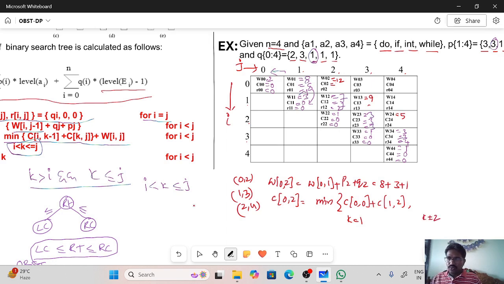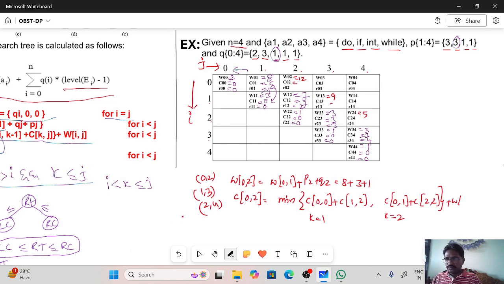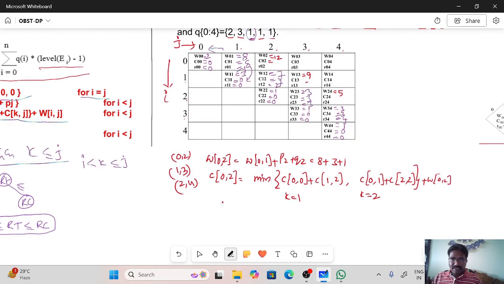If my k is 2, what does my equation become? C of i, k minus 1. What is my i? 0 comma k minus 1, 2 minus 1, 1, plus cost of kj. k is 2, j is also 2. So the minimum of these, either this value or this value, plus the weight of 02. Earlier we calculated that value. So now simplify this equation.